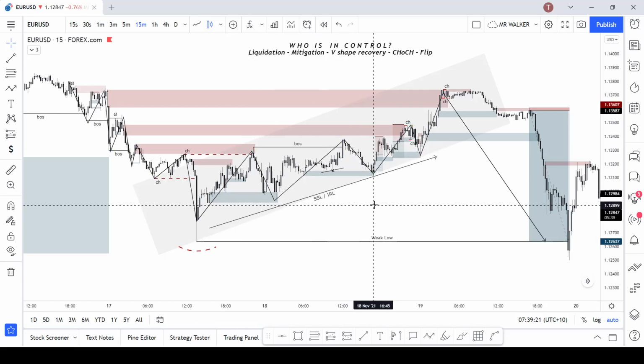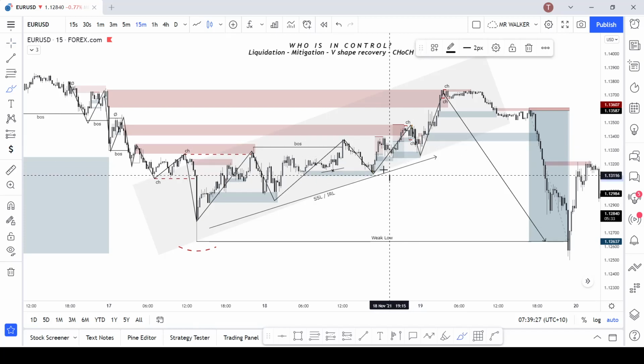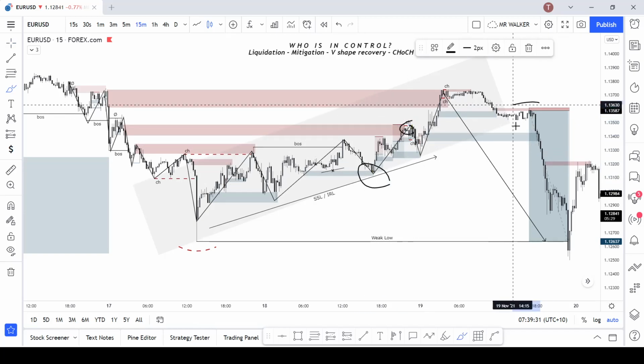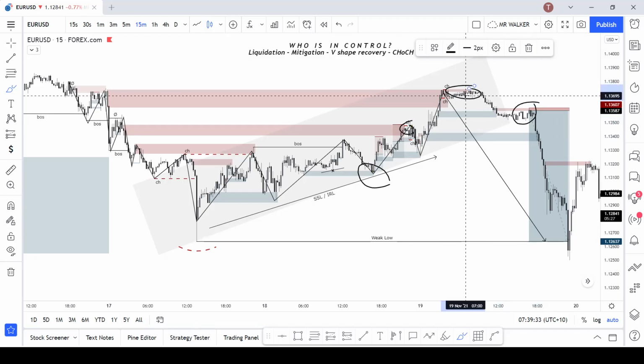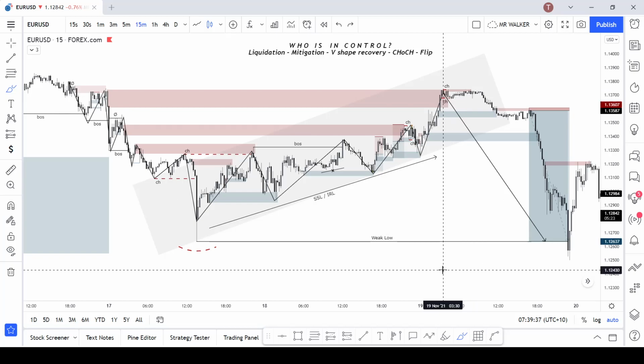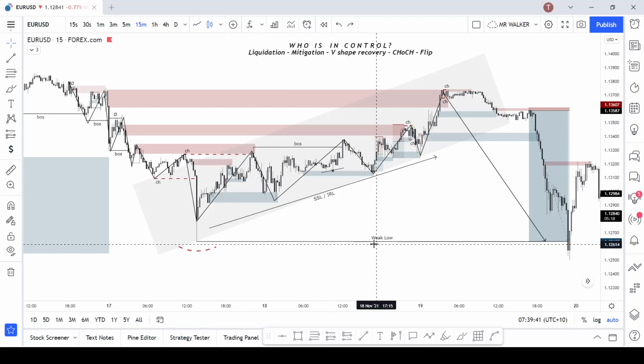So I will cover this long, this short, and this big short from here and from here. So yeah, these are the trades that I will cover in this video. And as you can see, we have this weak low.